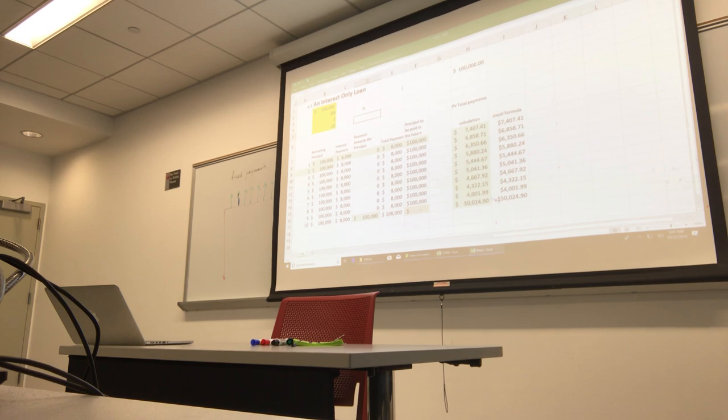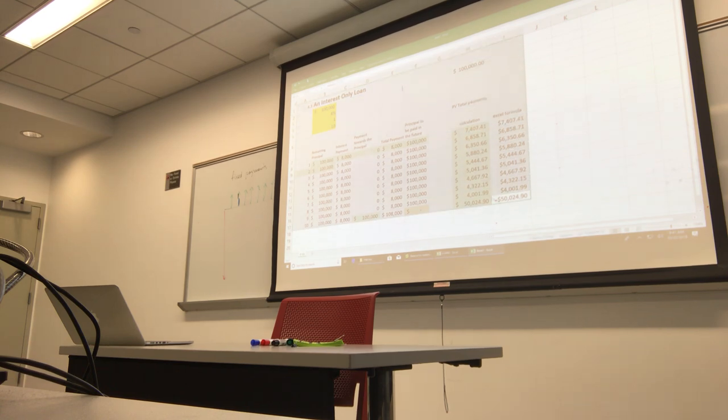As I flip the page in the book, I see now I have a different type of loan. What is the difference between the first loan and the second loan? The first loan, I pay everything at the end. The principal is paid at the last period, the entire amount. The second type of loan is that I pay the principal gradually, and I pay the same amount of the principal throughout all the time.